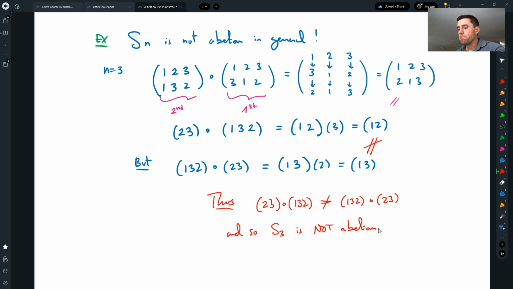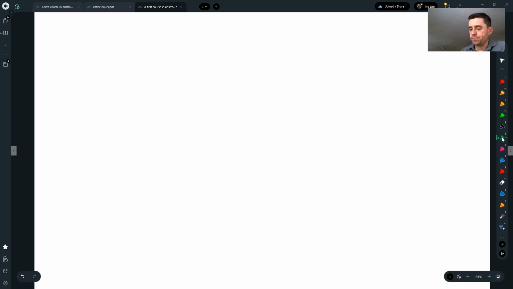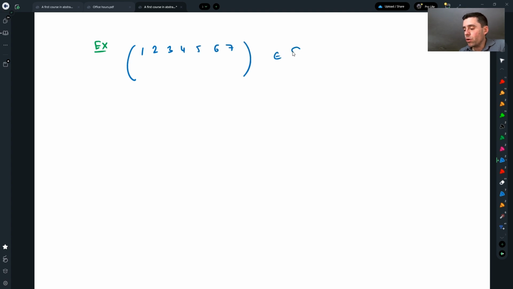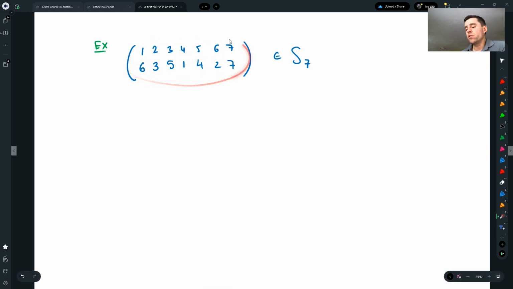Let's see some more examples of working from one notation to the other. So let me give you a large permutation. I'm going to look at the permutation that is 1, 2, 3, 4, 5, 6, 7. So this is some element of S7. And this is doing the following permutation: 1 goes to 6, 2 goes to 3, 3 to 5, 1 to 4, 2 to 7. To be a permutation, I have to have every number from 1 to 7 down here, and only once. So you see this is a permutation. It's telling me where everything goes.